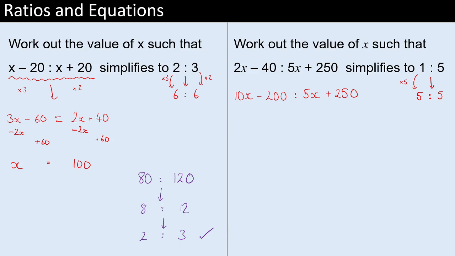So now these things are not just in a ratio, they are equal now, and I need to work out what the value of x is. So I'm going to take off 5x from both sides to give me 5x take away 200 is equal to 250. I'm going to add 200 onto both sides to get rid of the take away 200, which tells me that 5x equals 450, and then x is going to be 450 divided by 5, which is 90. Okay?